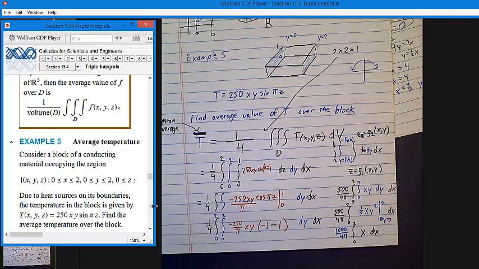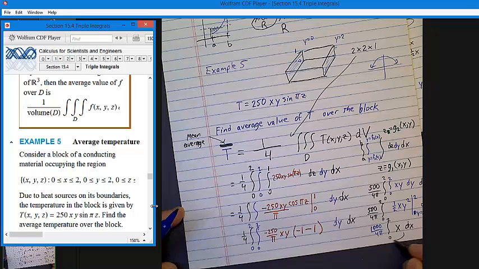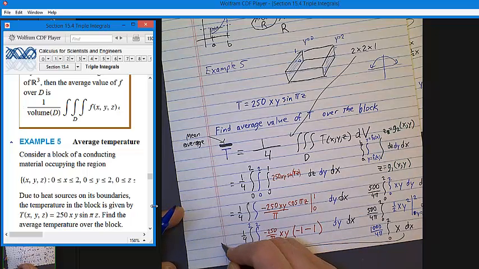Man, I think I ran out of paper. Can I squeeze it? No, let's not do that. Let's draw a little arrow. I'm going to finish over there.